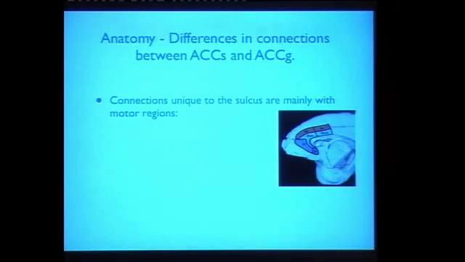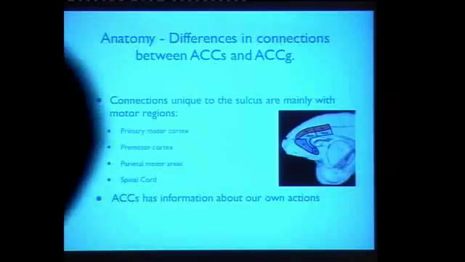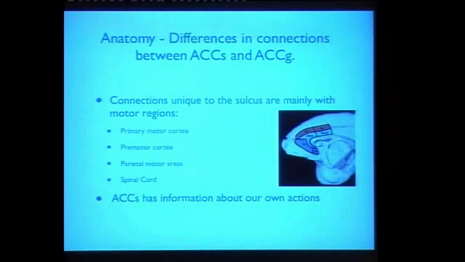So here I'm just going to tell you a little bit about the connections of the anterior cingulate cortex. And I'm going to tell you particularly about differences between the sulcus and the gyrus because they're relevant here. The sulcus has various connections that the gyrus just doesn't have. And these regions are mainly regions that know about the motor output of the brain, know about your own actions. So these regions here, the primary motor cortex, the parietal motor areas, the spinal cord, these areas know about what actions you have taken. And if you remember, lesions to this region affected the influence of reward on your own actions.